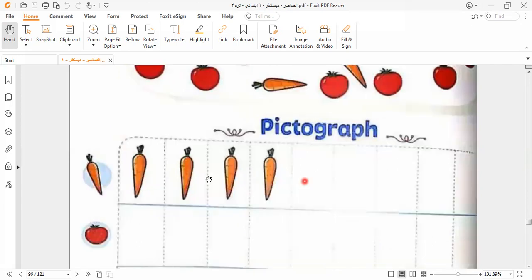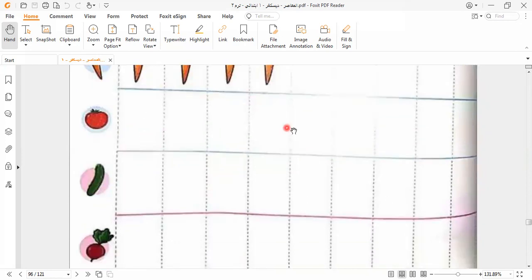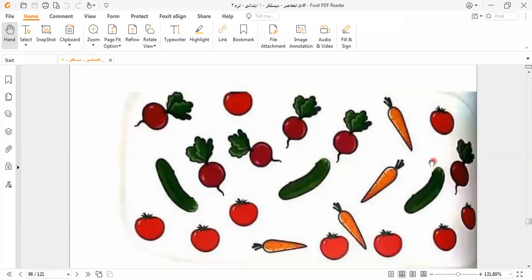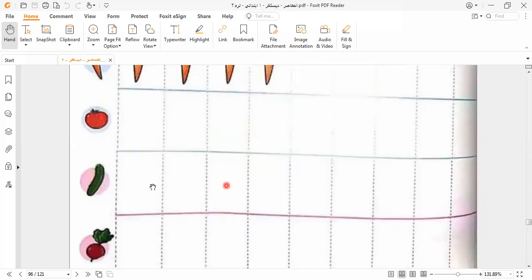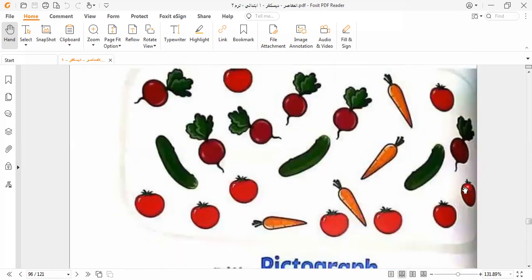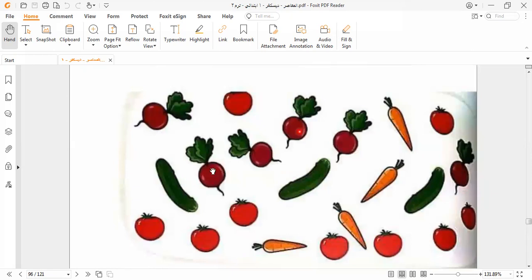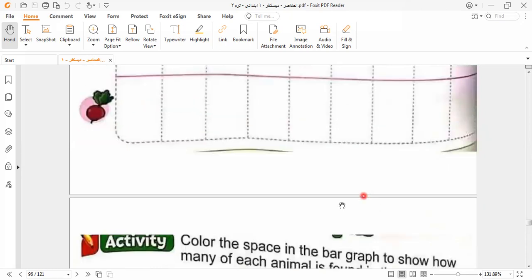1, 2, 3, 4, 5, 6, 7, 8, 9. So we have 9 tomatoes. We will draw 9 tomatoes here. Cucumber, I will count cucumbers. 1, 2, 3. So we have 3 cucumbers. We will draw here 3 cucumbers. Peas, how many peas here? 1, 2, 3, 4, 5, 6. It will be 6 peas. We will draw 6. Here is 6. Let's go to another activity.